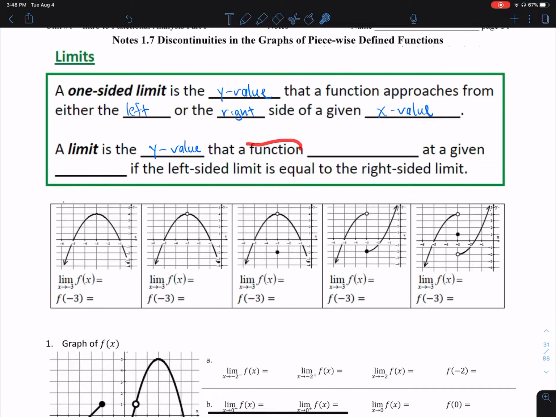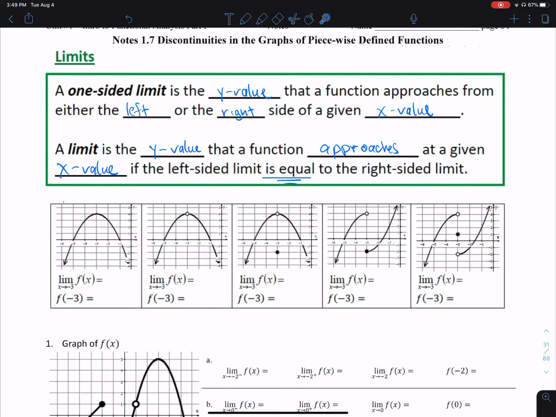that a function approaches, it's an important word, approaches, at a given x value if the left-sided limit is equal to the right-sided limit. It's extremely important. Let's look at some pictures and see if we can make sense of what this limit thing is.